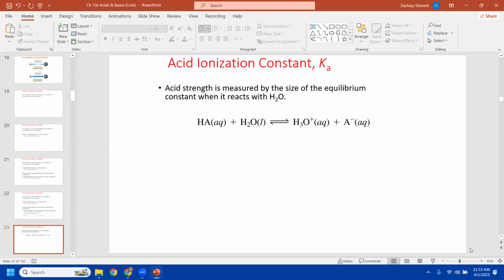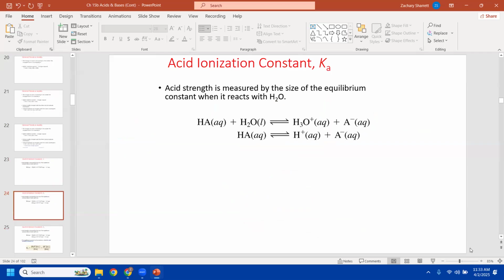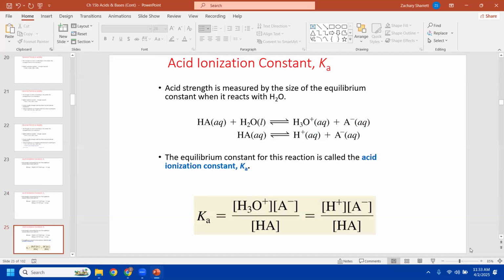Acid strength is measured by the size of the equilibrium constant. So as I just said earlier, we have this. We can get rid of the water. So remember, H3O plus and H plus are the same. So if we say this reaction is what's happening, it's happening in water. It's really H3O plus, but it doesn't make a difference. So what we say is the equilibrium constant for an acid is equal to H plus times A minus over HA. Everybody feel comfortable with that? That's just taking the law of mass action and writing that over there, okay?